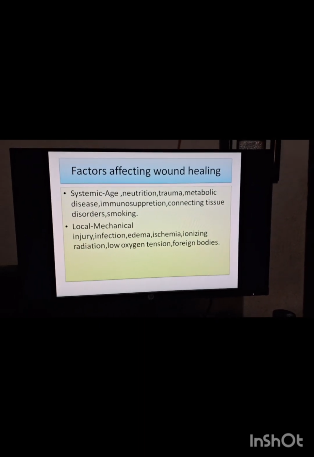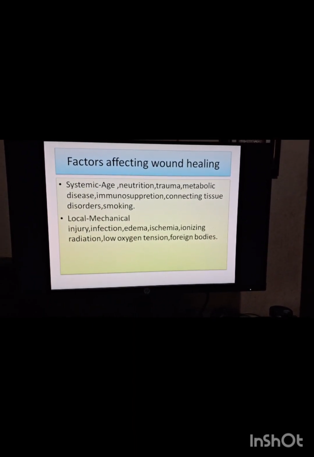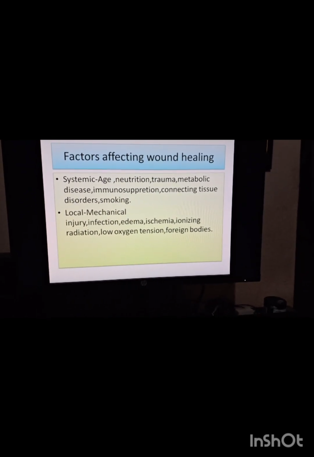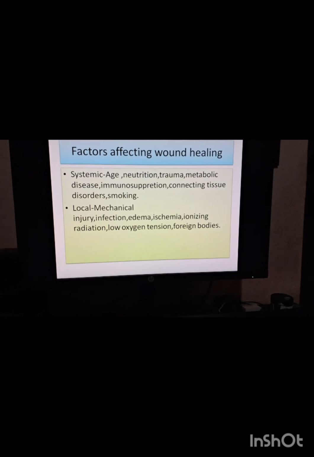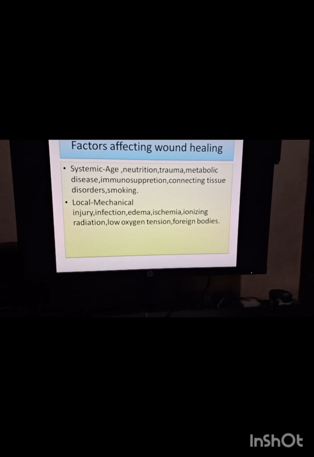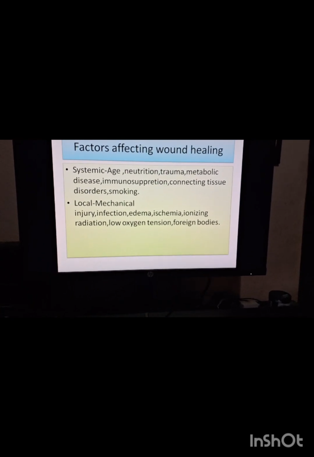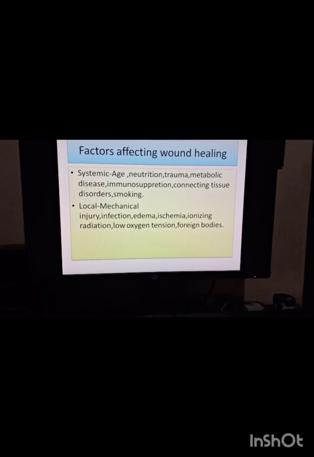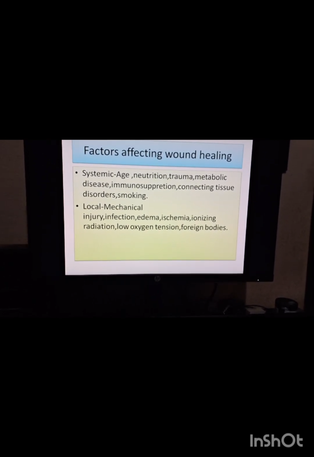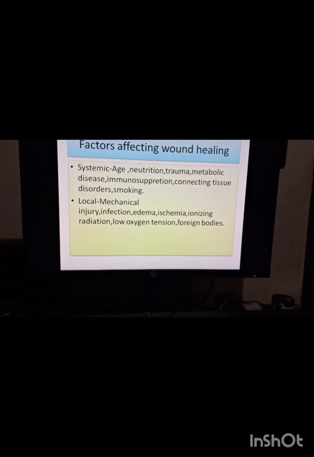Now, what are the factors that affect wound healing? An ulcer occurs when there are factors that hamper wound healing. In our body, normally tissue destruction occurs and tissue repair occurs simultaneously. But when there is some factor affecting wound healing, the tissue destruction is more than the wound healing. So ulcer formation occurs.